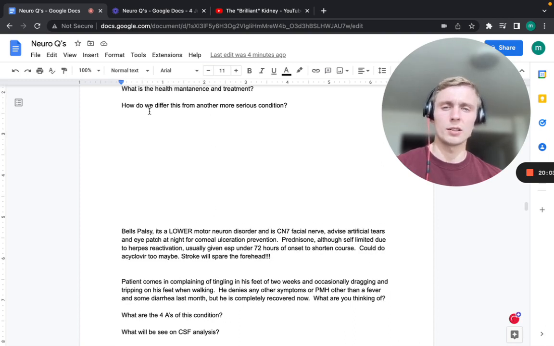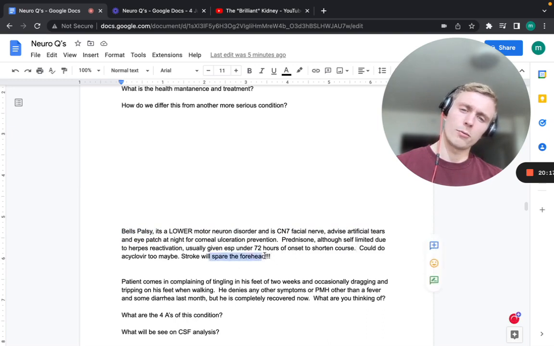And of course, how do we differ this from a more serious condition? Strokes will spare the forehead. So Bell's palsy does not spare the forehead, so they won't be able to raise their eyebrows on one side, typically unilateral. So stroke will spare the forehead, important to make that differentiation.